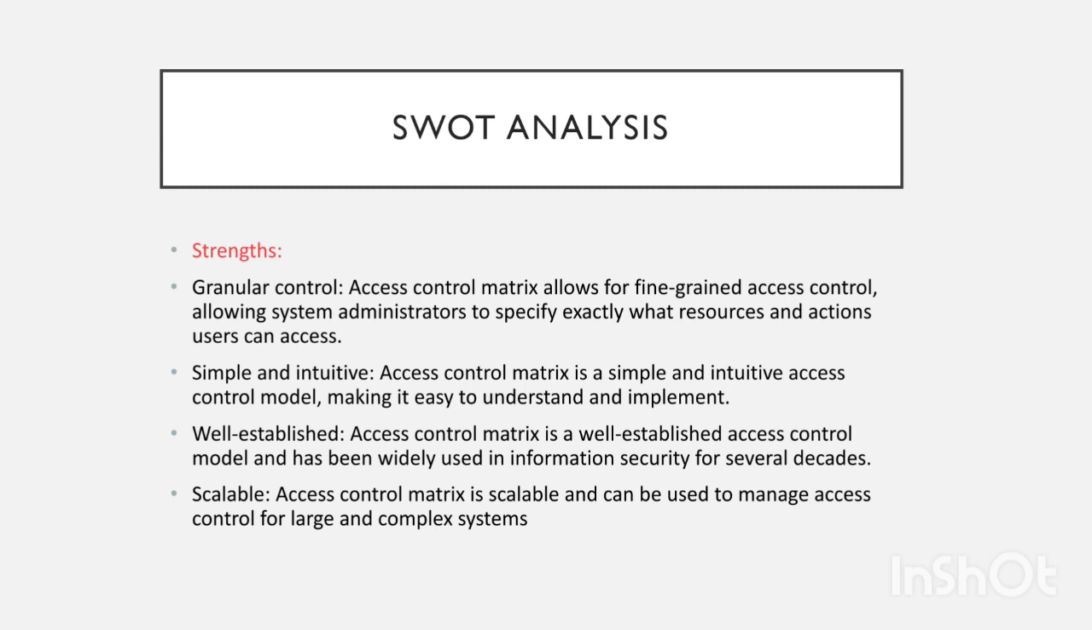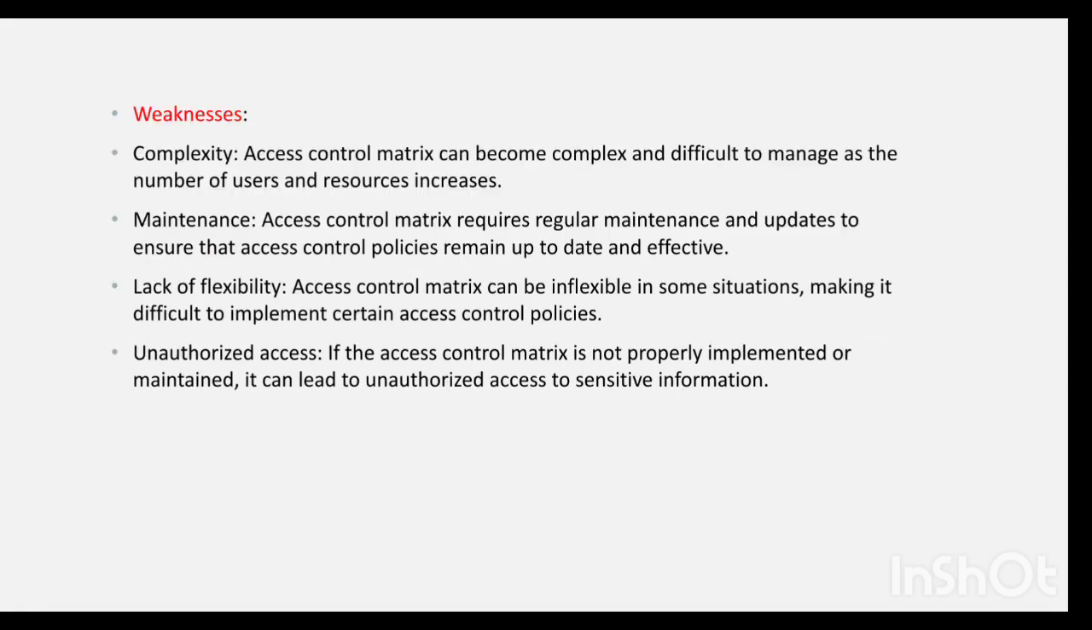Scalable: the access control matrix is highly scalable and can be used to manage access for large and complex systems. Now look at its weaknesses. So what are its weaknesses? First one is complexity. Although it is highly scalable, it can become complex in some situations where there is a large number of subjects, meaning a large number of users, and a large number of resources.